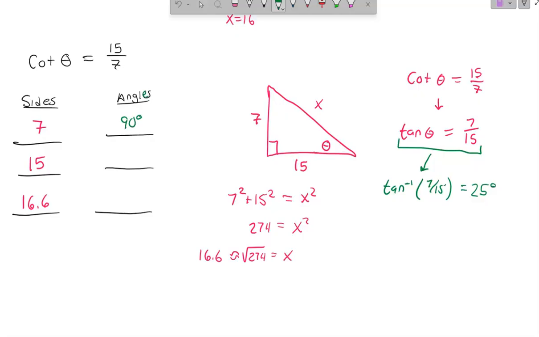90 degrees is obviously our first angle because these are all right triangles. They have to be for this to work. This is right triangle trigonometry. And then our next angle is 25, which means our final angle is 65.